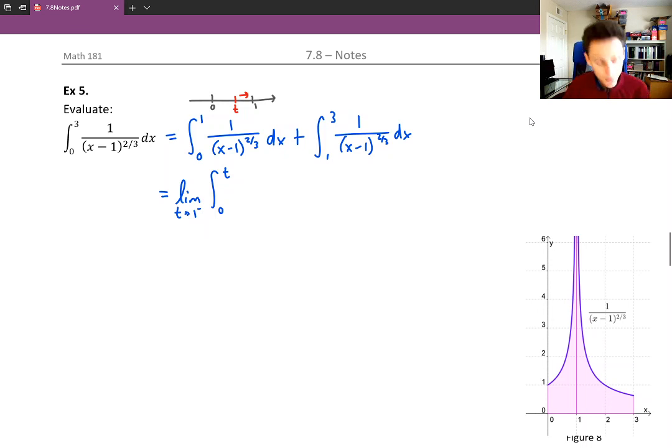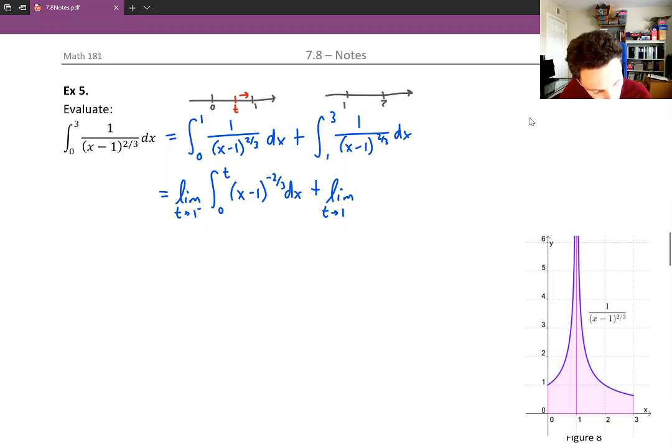So we have the limit as t approaches 1 from the left of the integral from 0 to t of, and let me just get set up so that we're ready to find the antiderivative, x minus 1 to the negative 2/3 dx, plus the limit as t approaches 1. Now in this integral, our interval is from 1 to 3. T is in the middle. And so this t is going to have to approach 1 from the right. This is a different t.